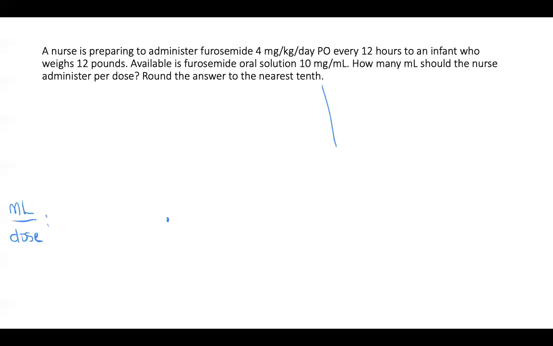Okay, step two is to build our box. And in our box goes our order. And our order is furosemide, 4 milligrams per kilogram per day. So 4 milligrams over kilograms per day. Okay, again, I know it looks weird, but it's okay. We need the weight of the patient, which is 12 pounds. And we need what we have available, which is 10 milligrams per 1 milliliter.